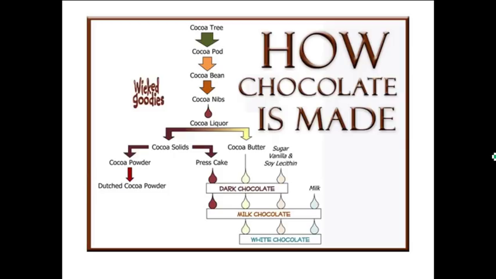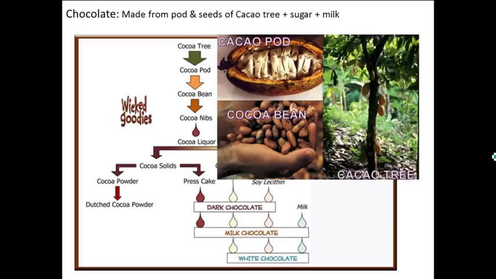So we're going to think about an example that most of us like, which is chocolate. Chocolate is made from the cocoa tree, or the cacao tree. This is a tree that grows in the tropical rainforest, and it makes pods that have beans. Both the cacao pod, where the beans are found, and the beans, along with a lot of sugar and milk, are used to make chocolate.